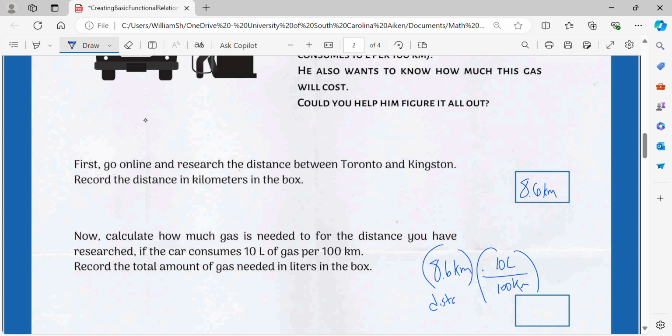So this is your distance times your fuel ratio, or you might even want to call it fuel consumption. Okay. Now if we do this math, 8.6 times 10 divided by 100. So we're looking at 0.